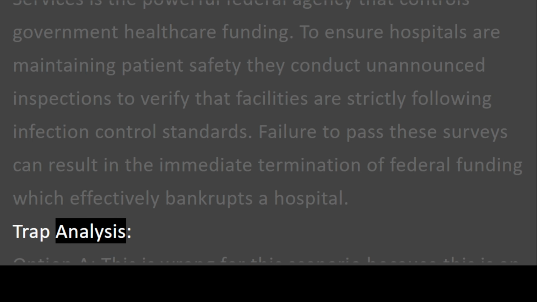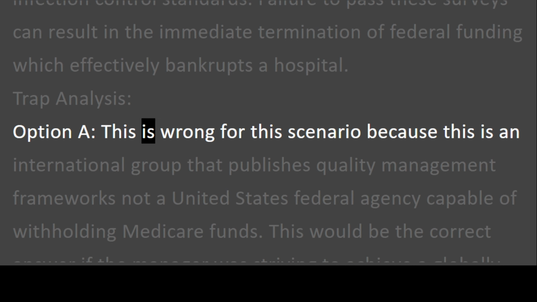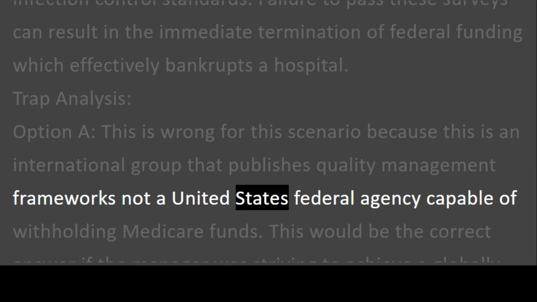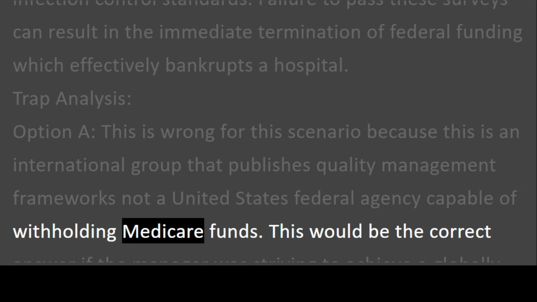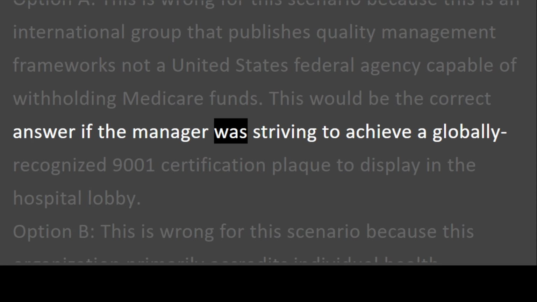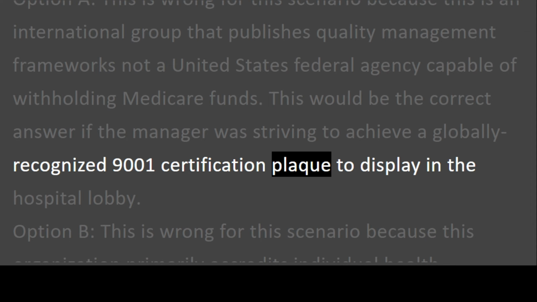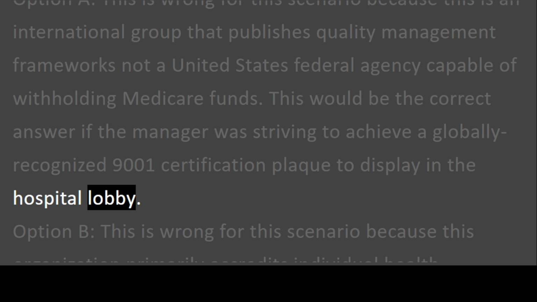Trap analysis. Option A. This is wrong for this scenario because this is an international group that publishes quality management frameworks, not a United States federal agency capable of withholding Medicare funds. This would be the correct answer if the manager was striving to achieve a globally recognized 9001 certification plaque to display in the hospital lobby.